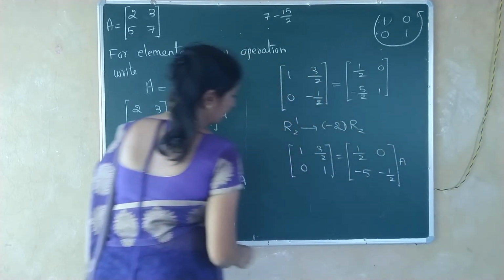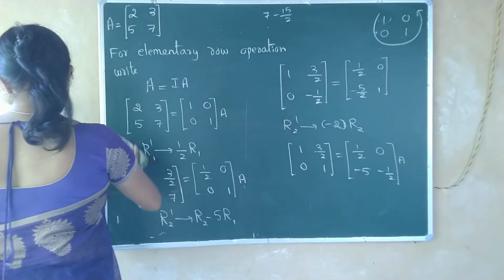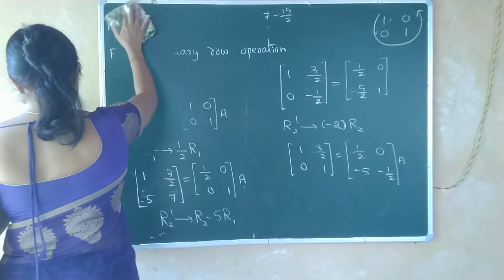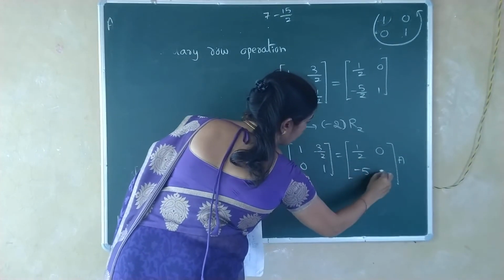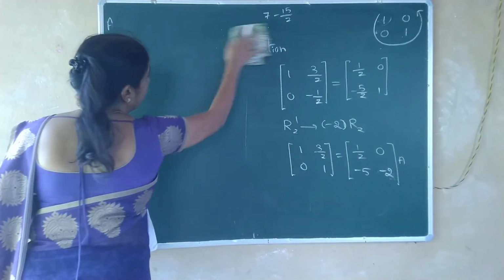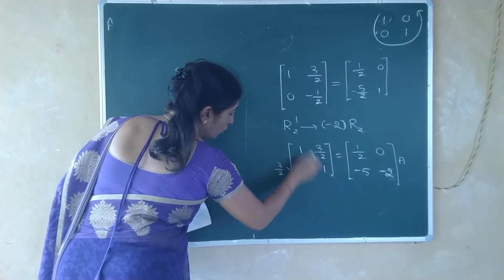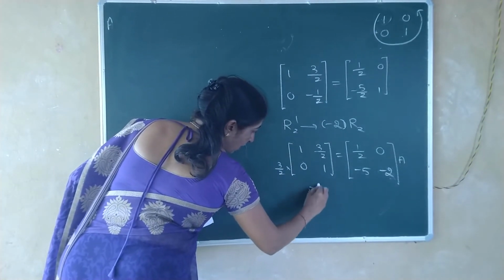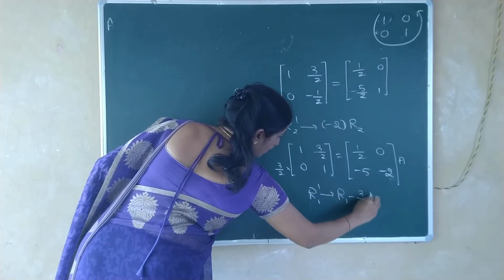This is 0. Next, we have to make 3 by 2 a 0. How are you converting 3 by 2 into 0? The same number, 3 by 2, is multiplied here and we go for subtraction. That is, R1 dash is R1 minus 3 by 2 into R2.